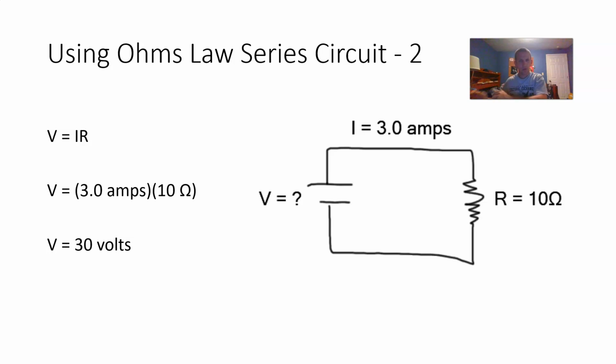Now, with something like this, maybe you have a wire and you say, hey, I know I want 3 amps moving through it. I have a 10 ohm resistor. What must the voltage of my battery be if I do want 3 amps moving through my wire? So, working on Ohm's law. All right, moving on.